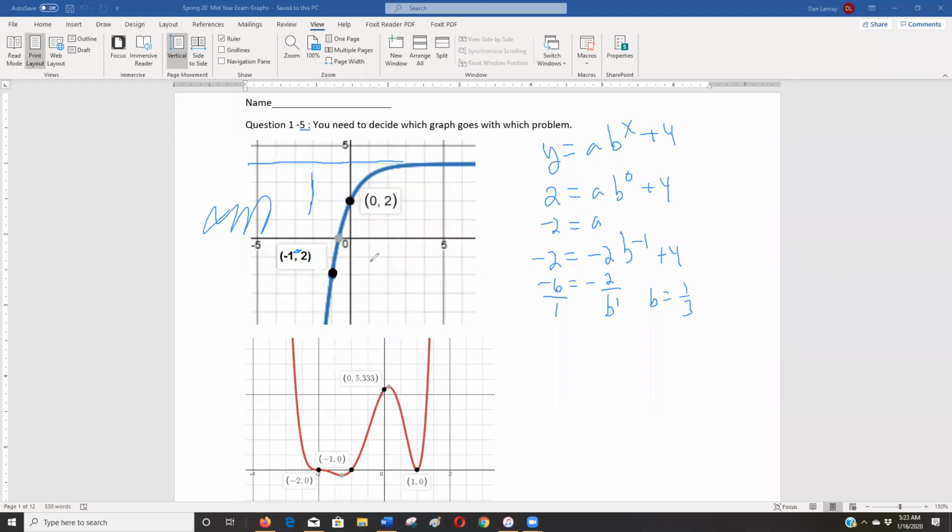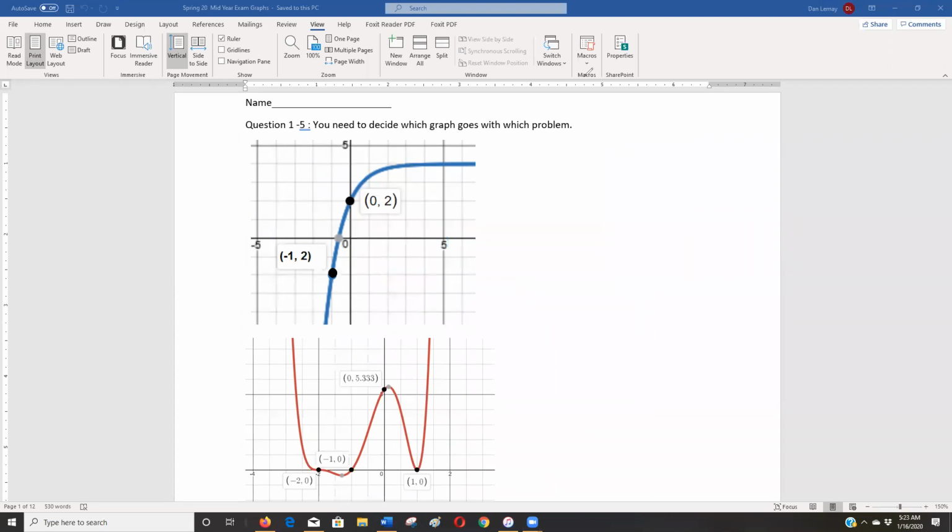I know this graph can be represented by the equation y equals -2 times (1/3) raised to the x, plus 4. Okay, then for that next one, you should stop and write that down if you haven't yet.